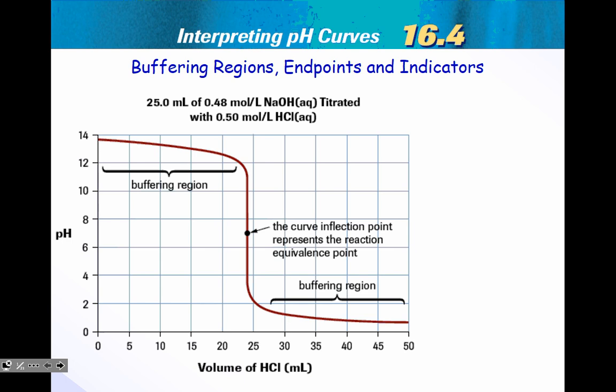It's called Buffering Regions, Endpoints, and Indicators. A lot of the stuff is from Chem 20. It's pretty review-y, but I'm going to go over the things that are new especially, and just touch on the things that you already know from Chem 20.